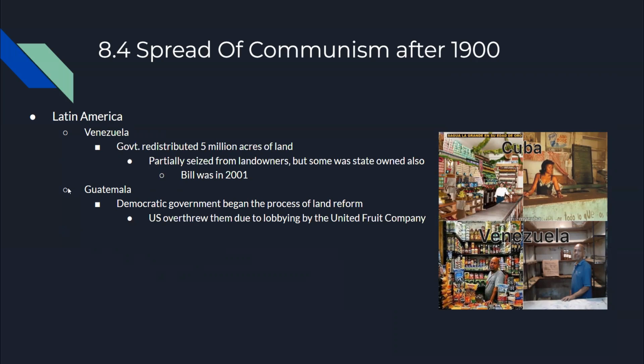Another one is Guatemala, where there was a democratic government under the charge of Jacobo Arbenz. They started to do some land reform, but then a company called the United Fruit Company lobbied the United States government to remove Arbenz, and in 1954 he was overthrown.